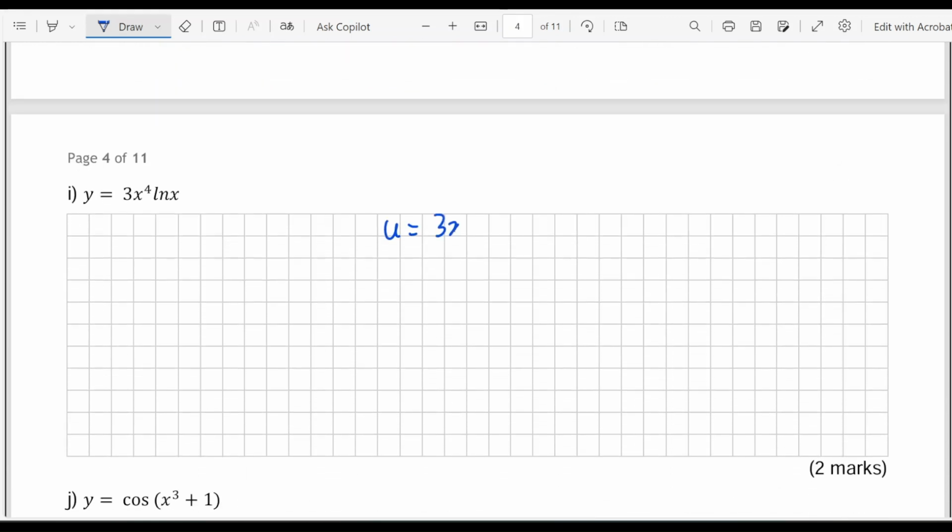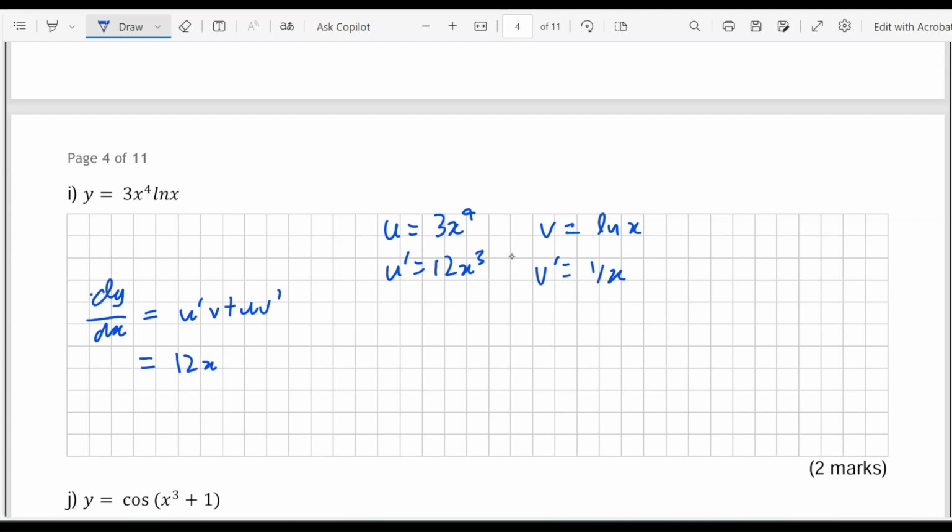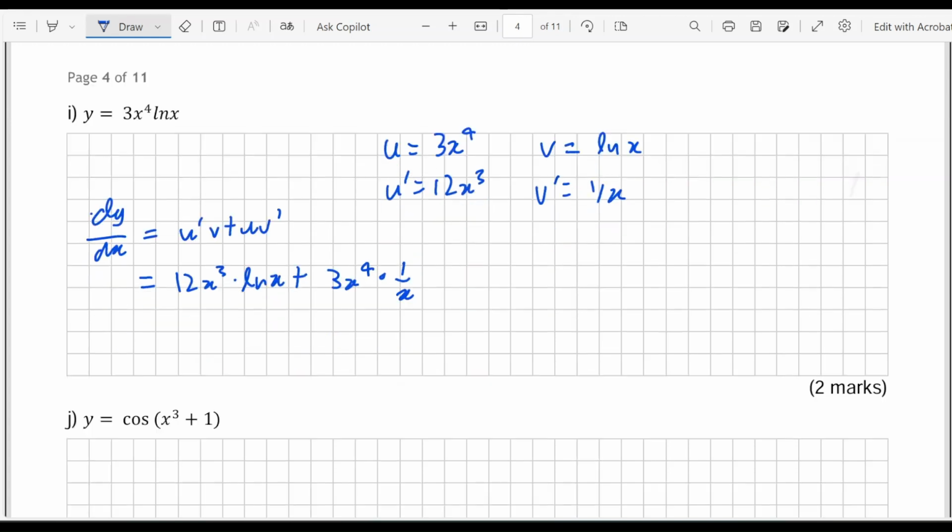U here is 3x^4 and v is log of x. For the product rule, sorry, u dash is 12x cubed, and v dash is 1 over x. So if I product rule this, I've got dy dx equals u dash v plus uv dash, just there. That's going to be 12x cubed with log x plus 3x^4 with 1 over x.